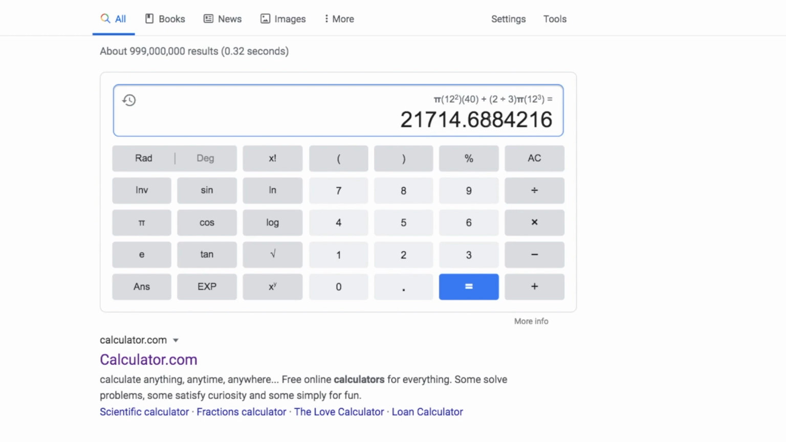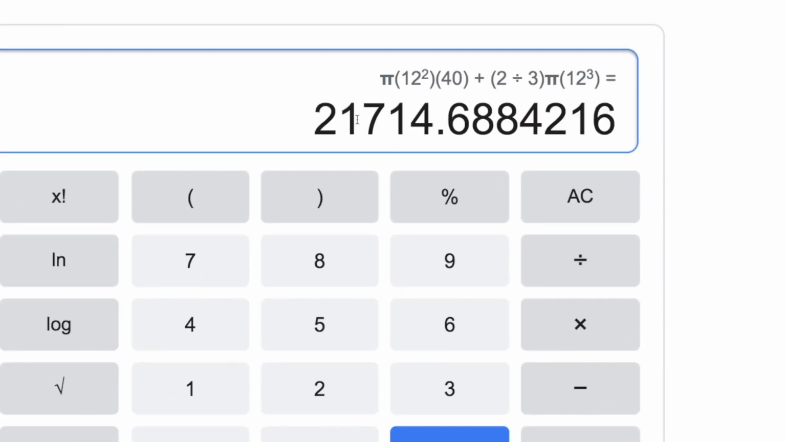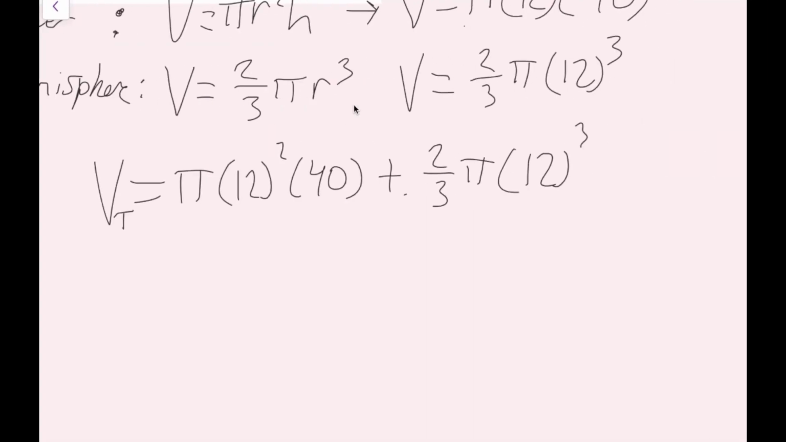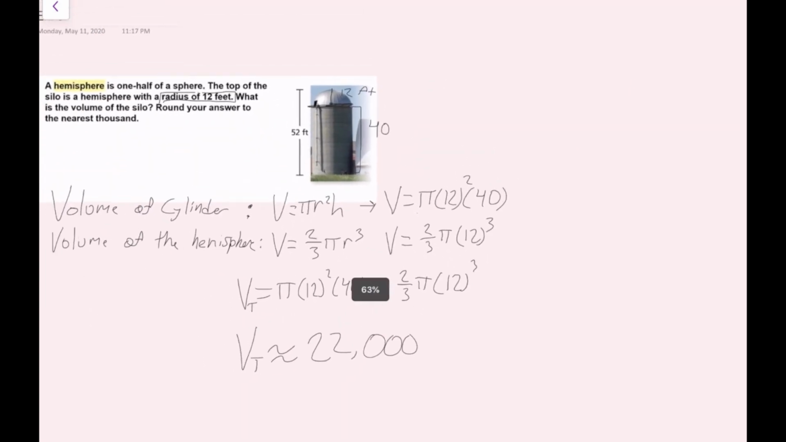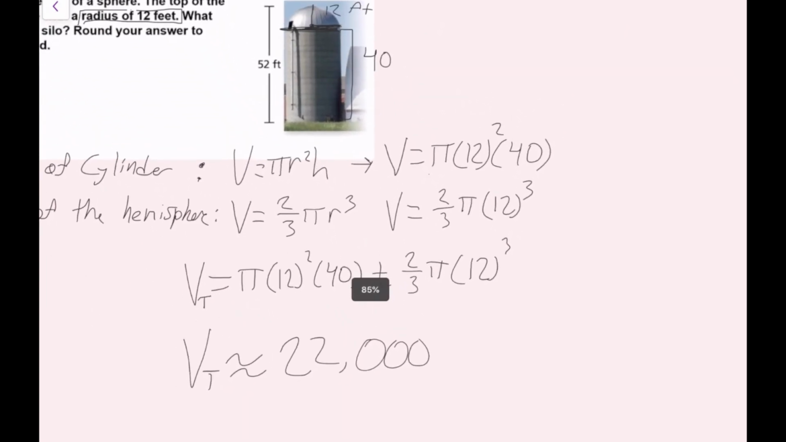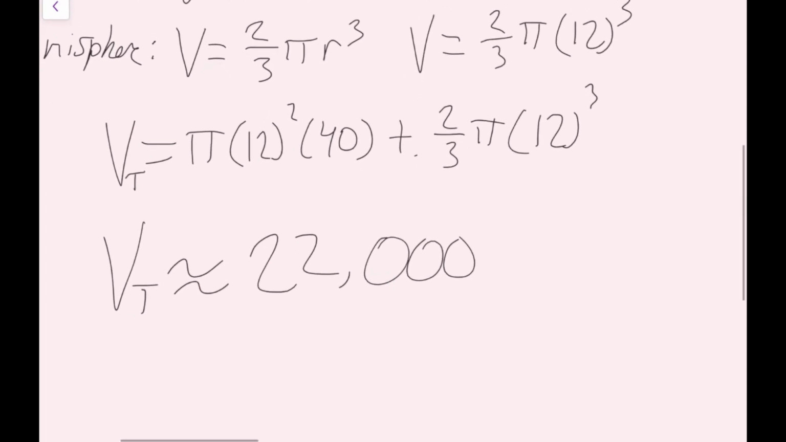And it says to round to the nearest 1,000. So what I'm going to do is go to my 1,000 and then go 1 to the right, which is going to be a 7. So that's 5 or more, so I'm going to round up to 22,000. So if I go back to my notebook here, our total volume is around 22,000. And then if we look back at what we're given, our unit is feet. So this is going to be 22,000 feet cubed.